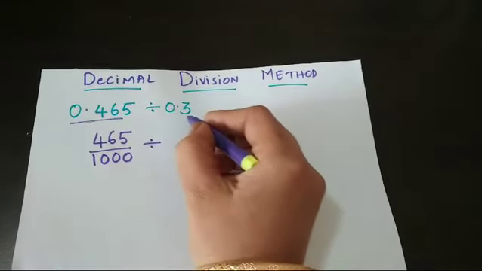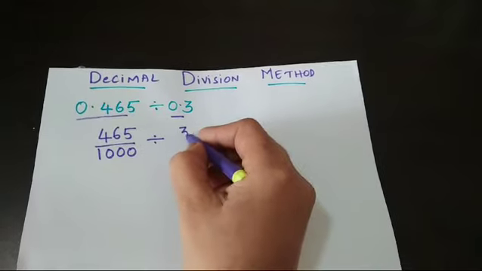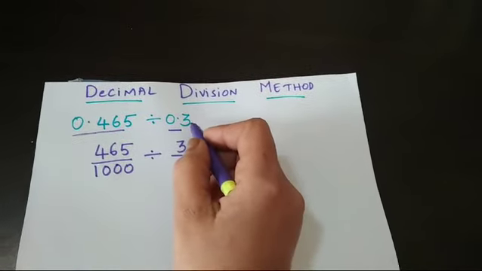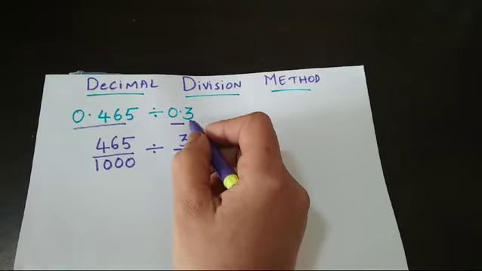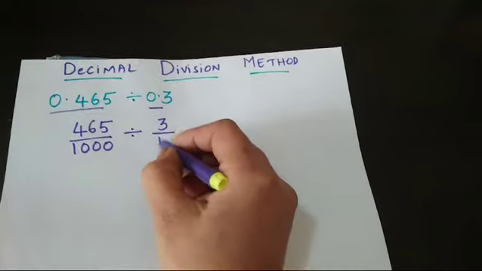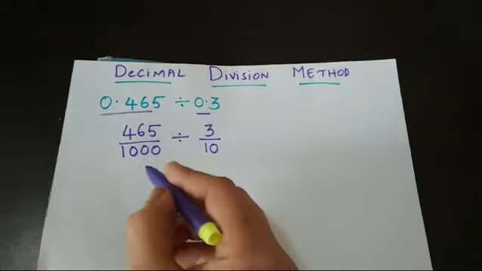Then 0.3, also try to remove the decimal point. So I will write 3. Now you tell me, after the point how many numbers are there? There is only one number. So try to add one zero in the denominator. That is 1 and only one 0. Understood friends? How did I write this?